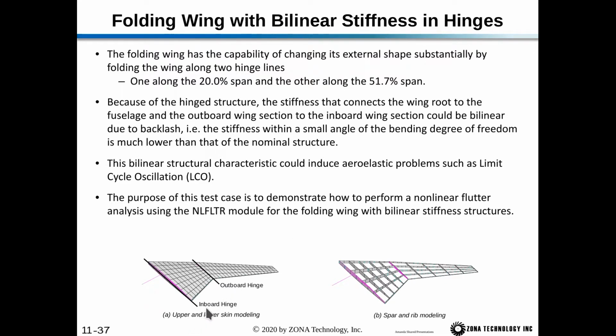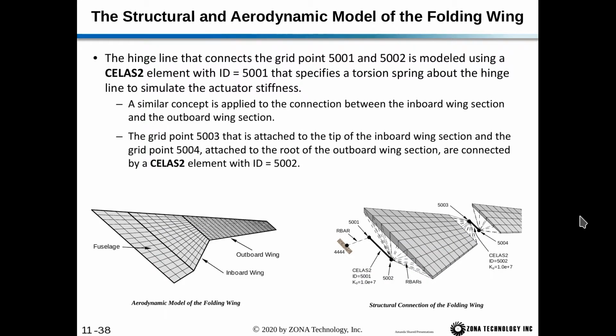This is the upper and lower skin modeling, and this is the spar and rib modeling of the structure. You can see this is the inboard hinge and this is the outboard hinge. Now the hinge line that connects grid point 5001 and 5002 is modeled using a CLS2 that specifies a torsion spring about the hinge line to simulate the actuator stiffness. And then a similar concept is applied to the outboard wing section between grid points 5003 and 5004.